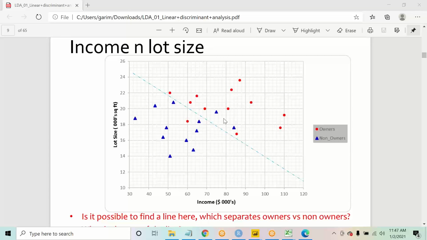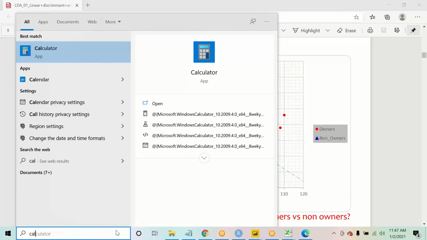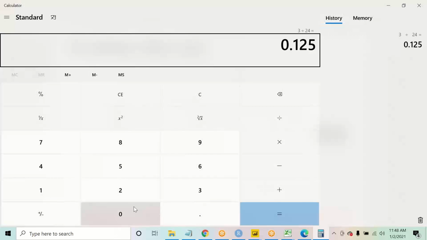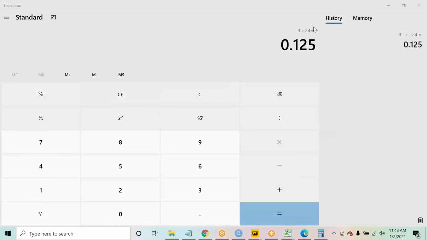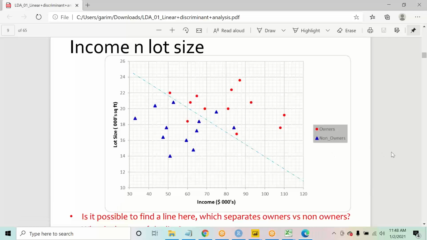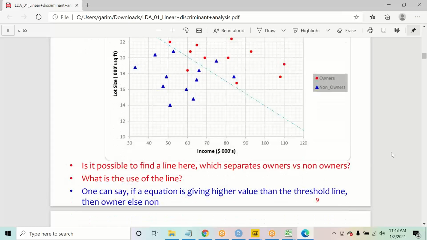So we can see three errors that we are having: these two blue ones, and one red on this side. There are a total of 24 points. So if I have to find the error rate, that is 3 divided by 24, which comes to 12.5%. That is the error rate that I'm having. There are 24 points on this, and 3 are being misclassified.